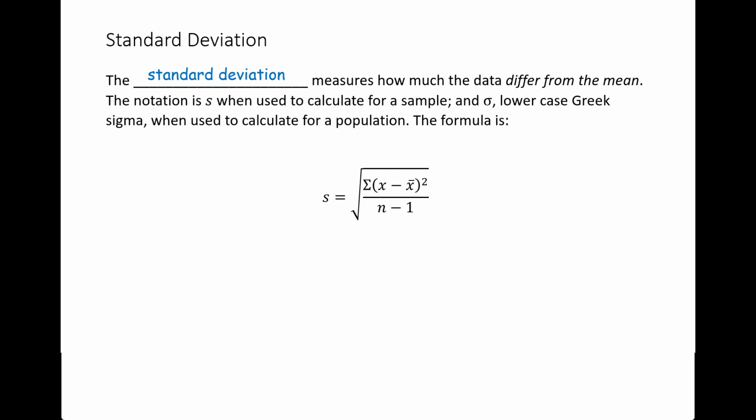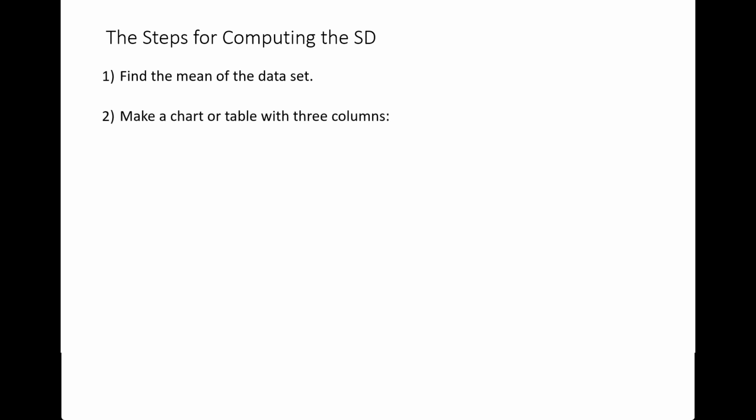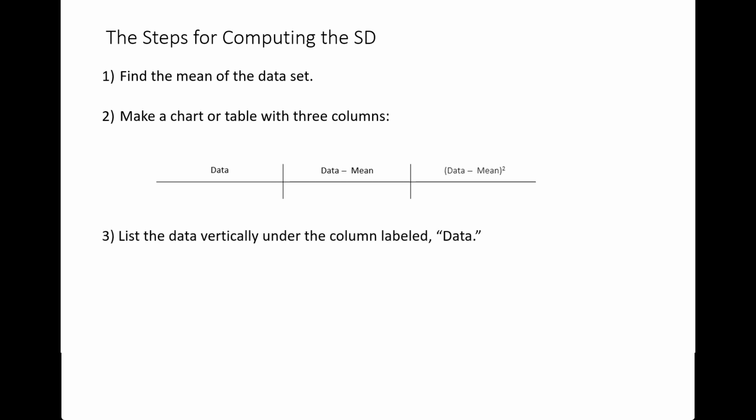That's a little intimidating looking, but let's look at the steps for computing the standard deviation. Step 1, find the mean of the data set. Step 2, make a chart or table with 3 columns. We need the columns to state data, data minus mean, and the quantity of data minus mean squared. We need to list the data vertically under the column labeled data.